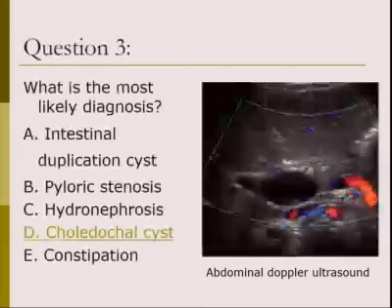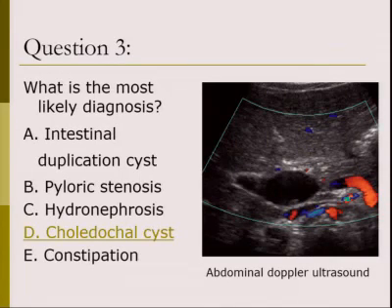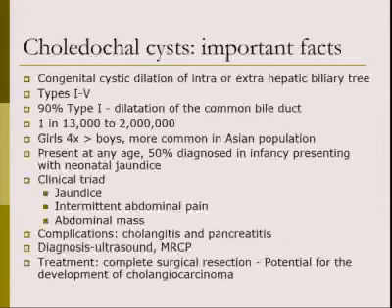So the answer is that this is an image right here, of a choledochal cyst. And as with some of the board questions, you may not know what this ultrasound is or be able to look at an ultrasound, but you can certainly look at the history and get the idea of what this might be. So what are the important facts about choledochal cysts?